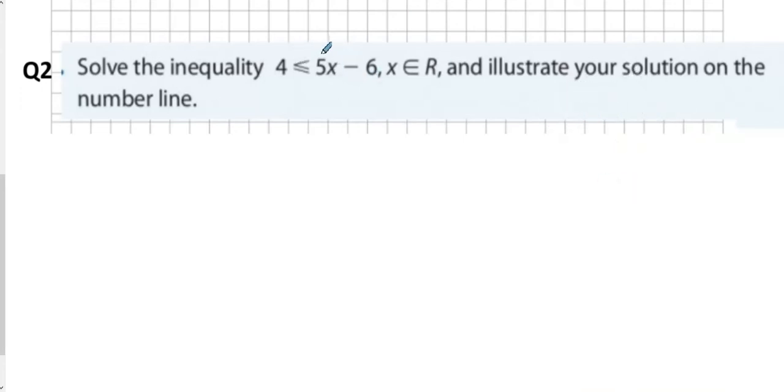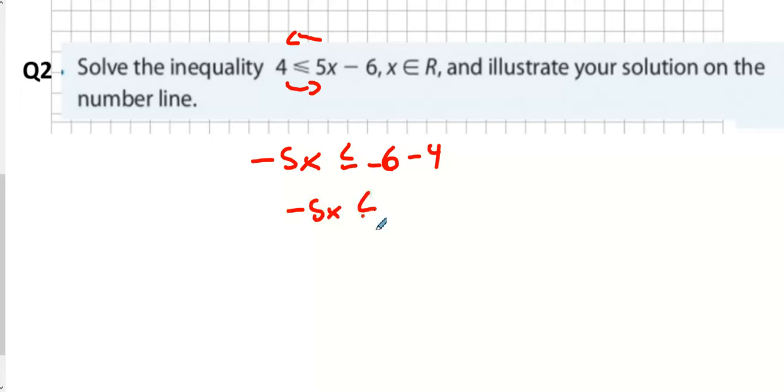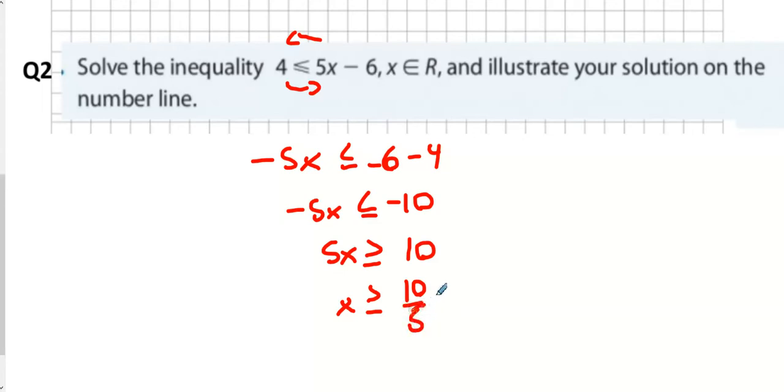Now, what we're going to do is bring the 5x to the left and the 4 to the right. So we're going to have minus 5x is less than or equal to minus 6, and the 4 changes to a minus 4. So we have minus 5x less than or equal to minus 10. I'm going to multiply both sides by minus. This means I have to change the direction of the sign. I'm going to divide both sides by 5, or the 5 is multiplication on the left, which makes a division on the right, so it's x over 5, and x is greater than or equal to 2.